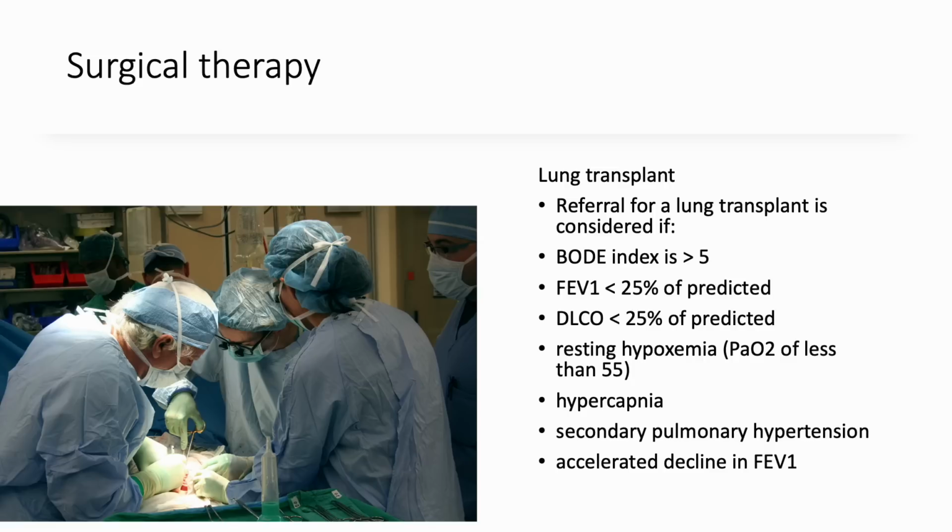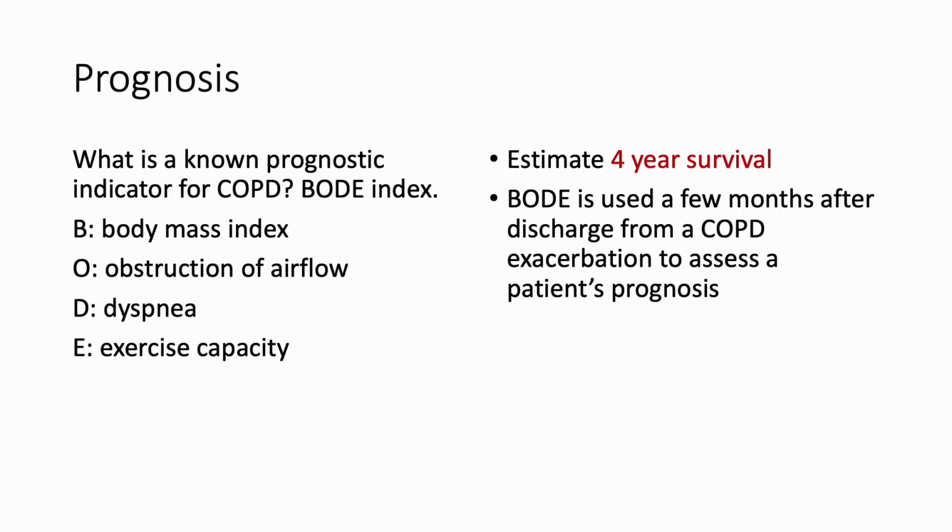What is a known prognostic indicator for COPD? It is called BODE index. B is body mass index, O, obstruction of airflow, D is dyspnea, and E is exercise capacity. It is a score that gives an estimate of a patient's 4-year survival. BODE is used for a few months after discharge from a COPD exacerbation to assess a patient's prognosis.